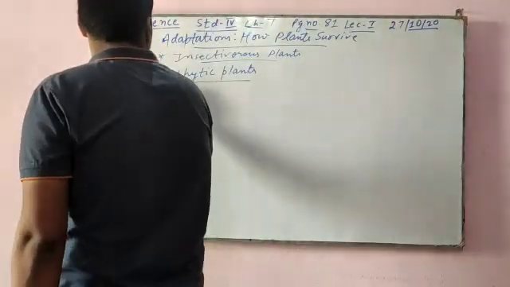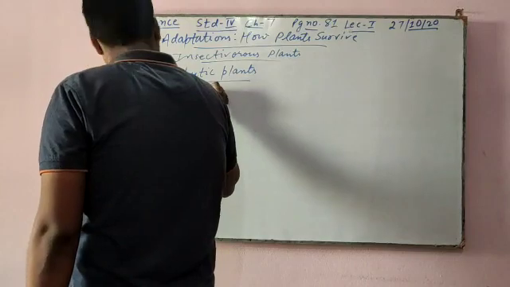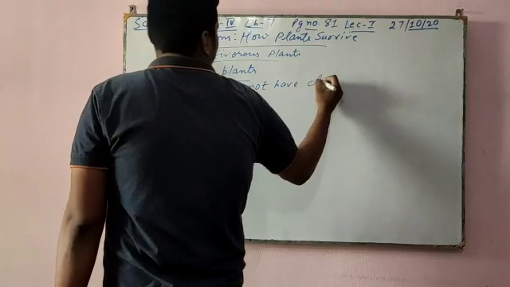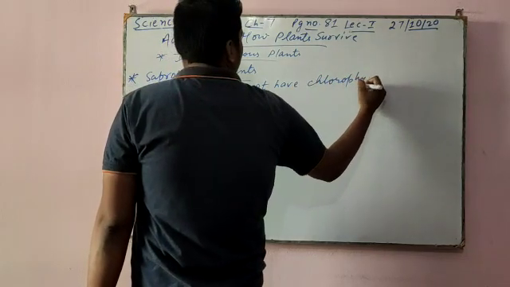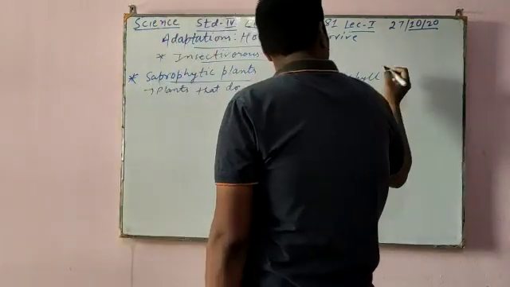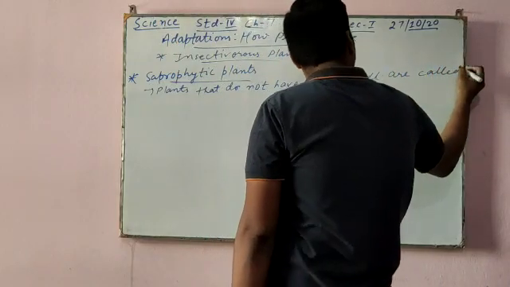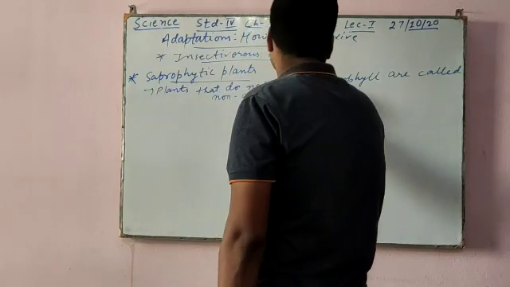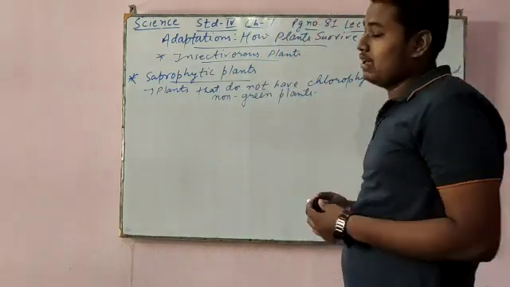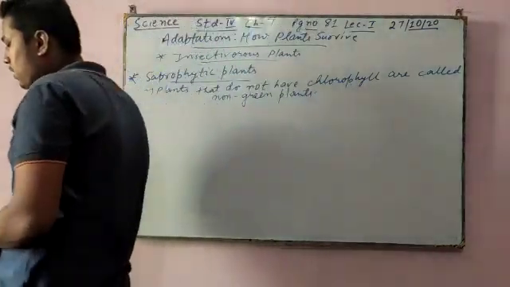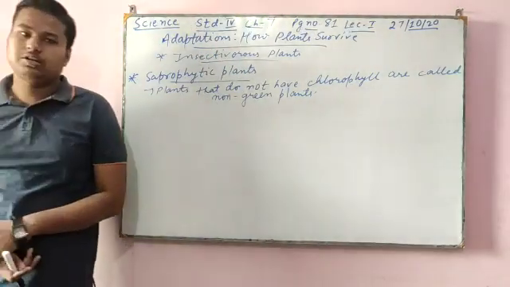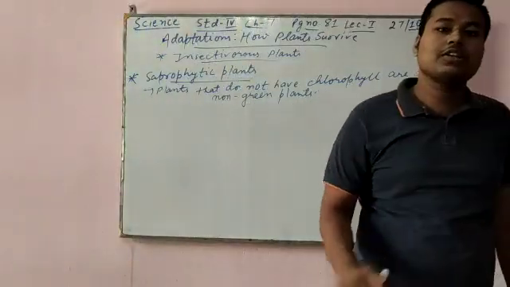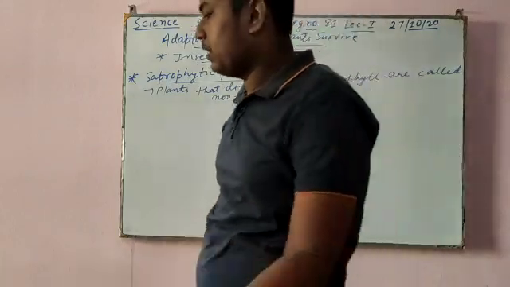Plants that do not have chlorophyll are called non-green plants, and those plants will not be green. If chlorophyll is not there, then they will not be able to make food. These plants cannot carry out photosynthesis. If there is no chlorophyll, how will they carry out photosynthesis? Photosynthesis means preparing their food.